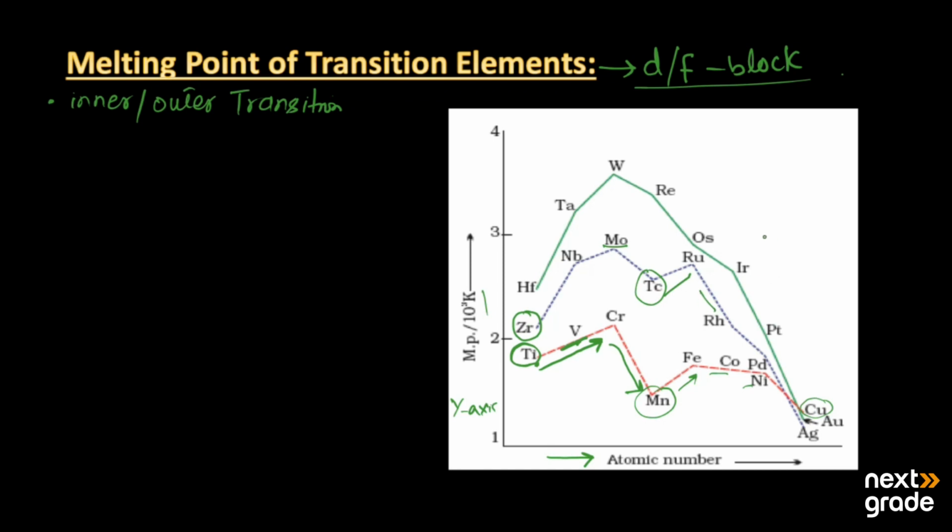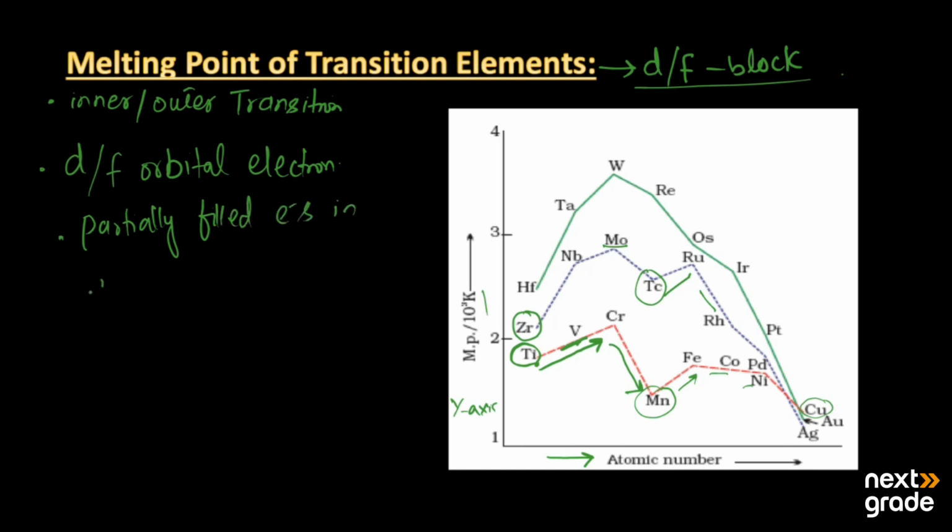All that is because of the involvement of d and f orbital electrons, because some of them have partially filled electrons in d subshells, and these subshell electrons are involved in bonding, so a strong bond exists between them. Looking at the series of melting points, there is a gradual increase up to the middle of the series, and after that there is a decrease in the melting point of the transition elements.